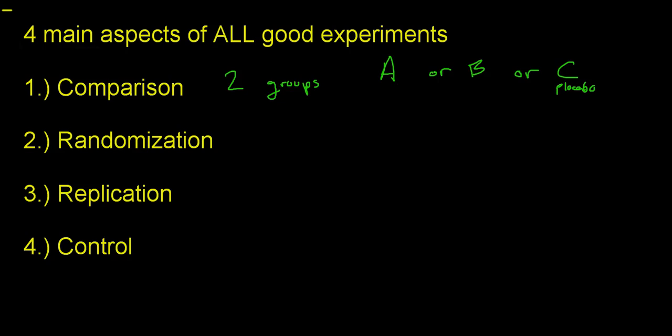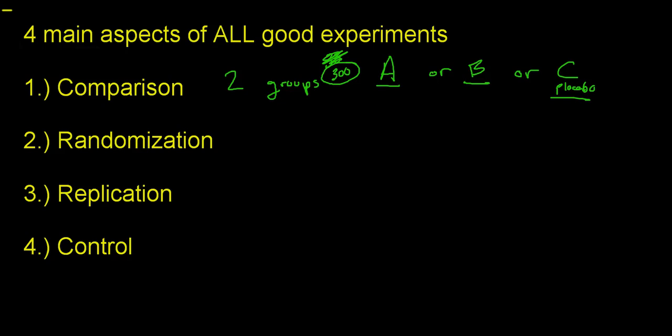For example, if I have 300 people all ready to go for my experiment here to determine which is better at relieving pain, medication A, medication B, and then I'm even going to throw a control group in there. Okay, how do I determine who gets what? It's got to be done randomly.